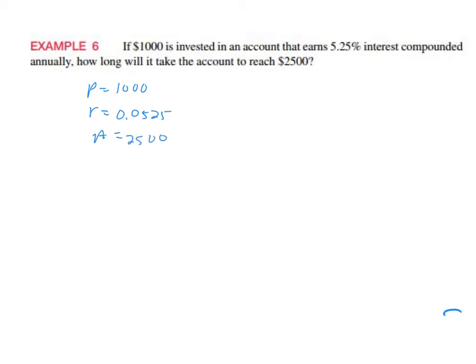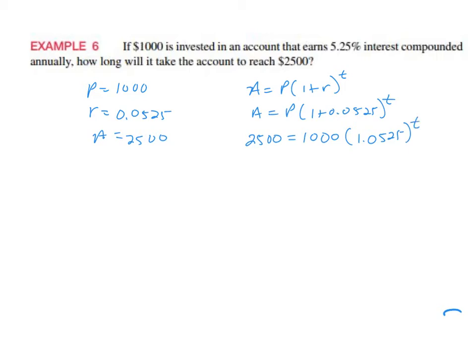So we know that the formula we are using is A equals P times 1 plus R to the T. We know that the interest rate is 0.0525. We know that A is 2,500, P is 1,000, and we can add 1.0525. And then the dilemma that you face is, how do you solve for T?